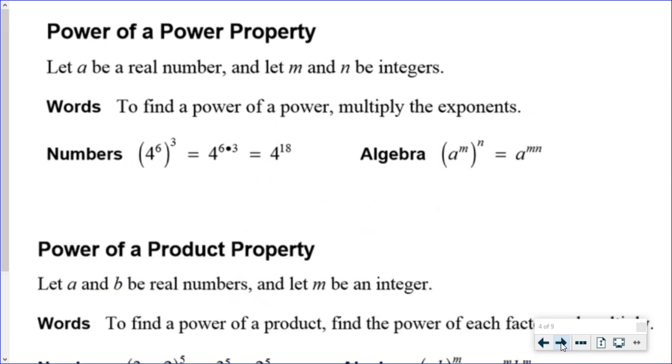Okay, the other one is, what if we have right here a power to a power? The base stays the same and we multiply those exponents. So do you see how I'm getting 18? The 4 stays the same. So the rule is the base stays the same and then you multiply these exponents together. That's called power of a power, or power of a product.